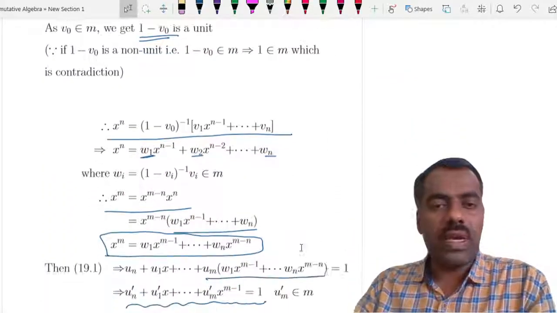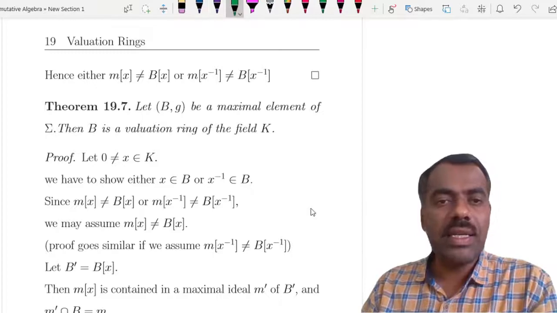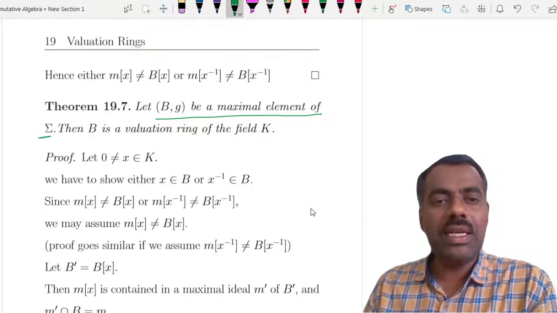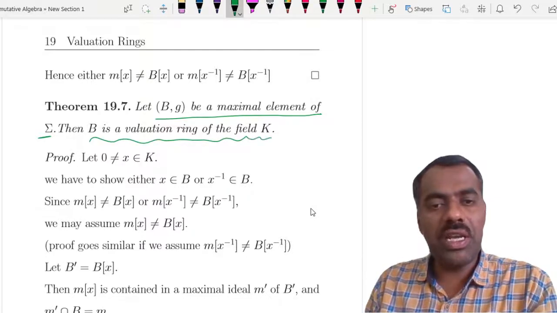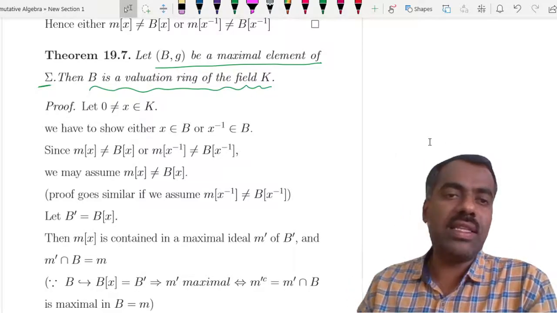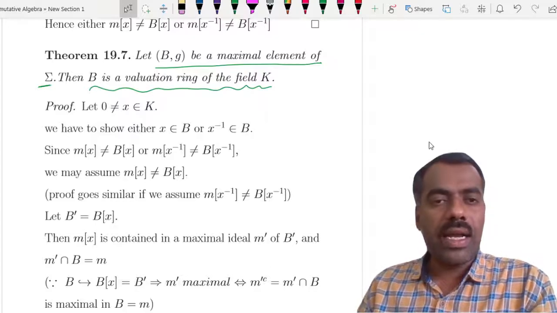Okay. Fine. Now we can go to our main result, which says that if (B, g) is a maximal element of sigma, then B is actually a valuation ring of the field K. Whatever field K we started with, this B is a valuation ring of that field K. Again, how will we prove it?